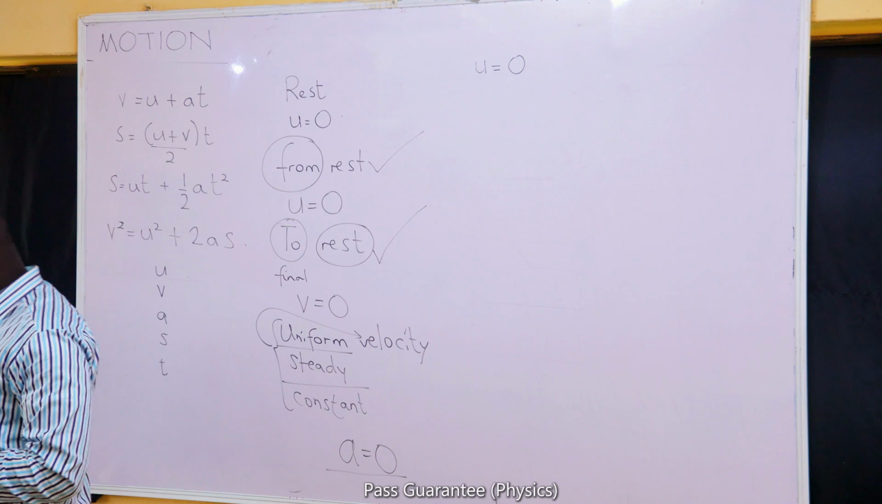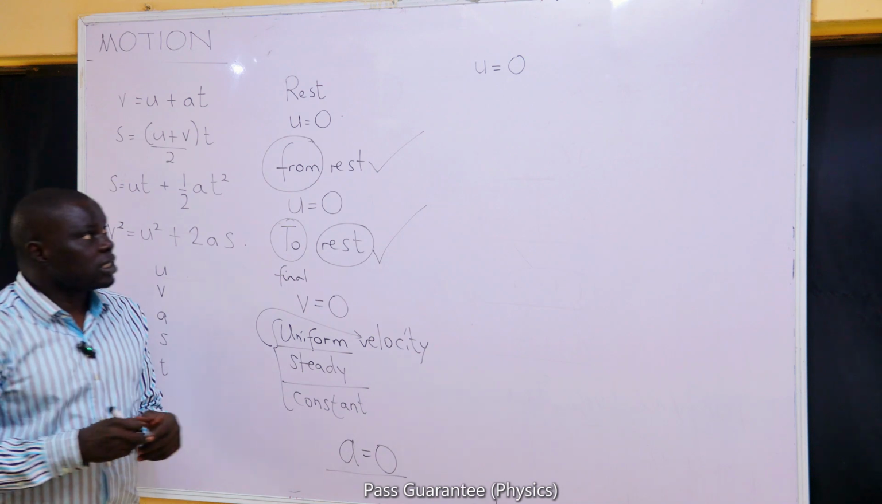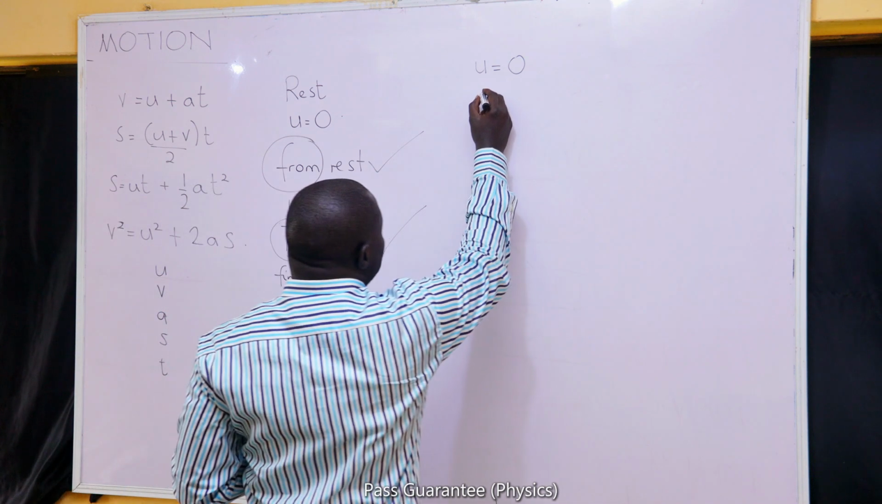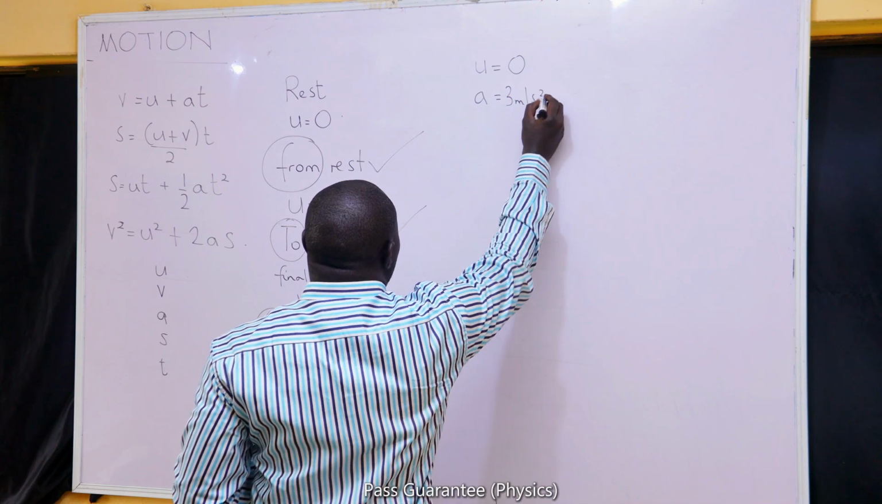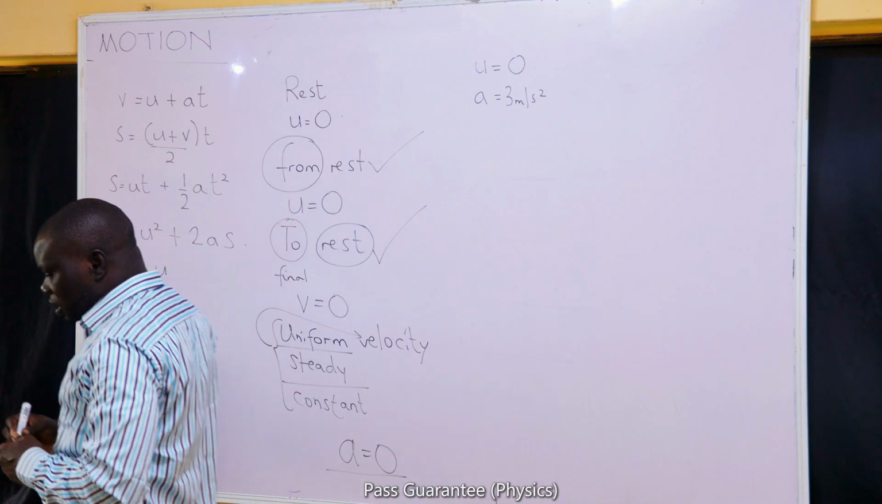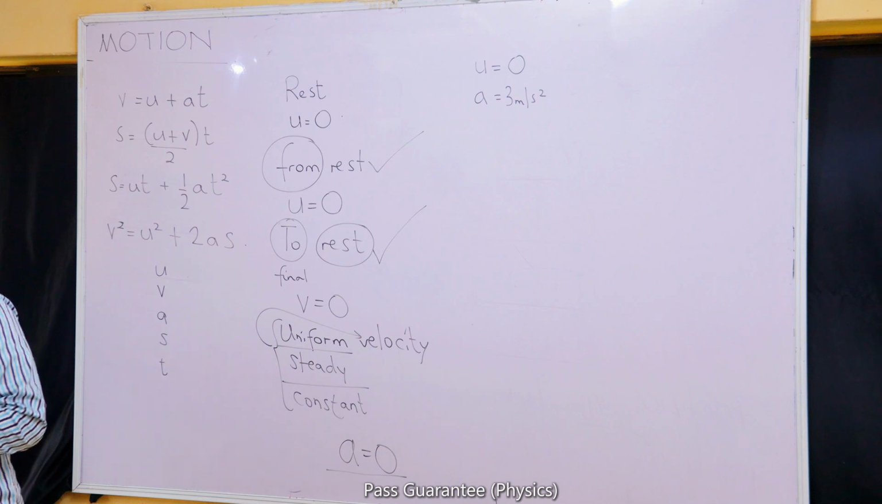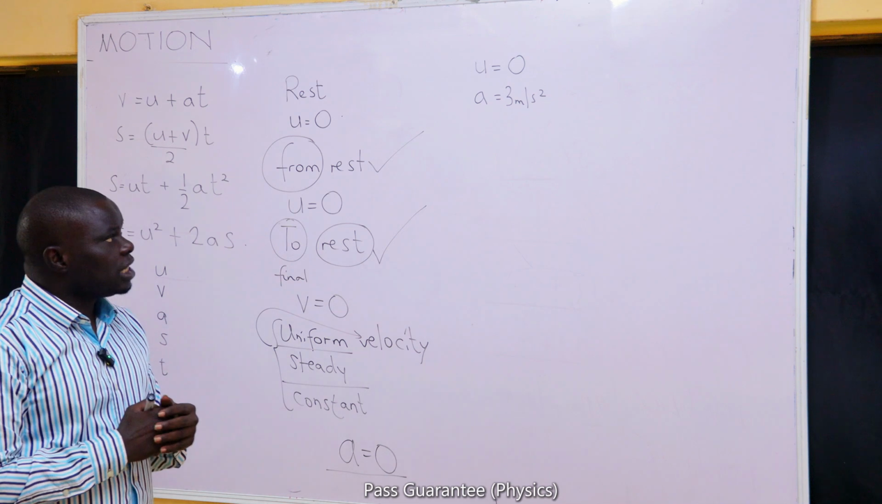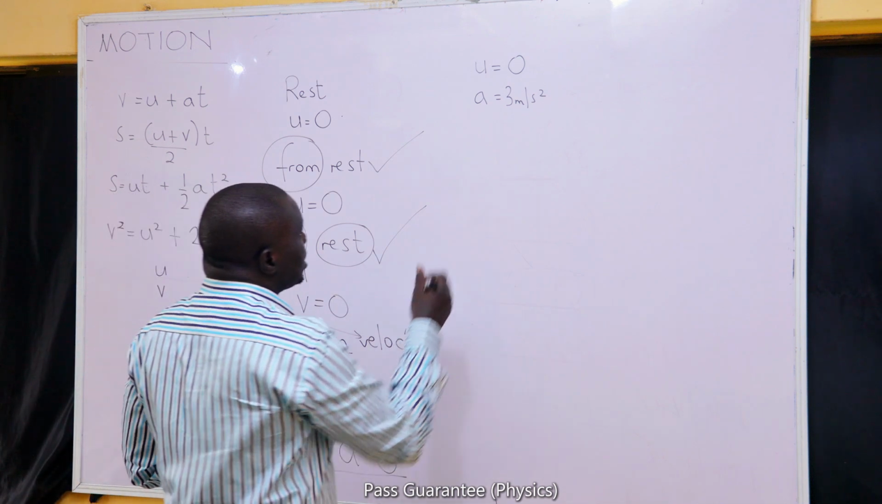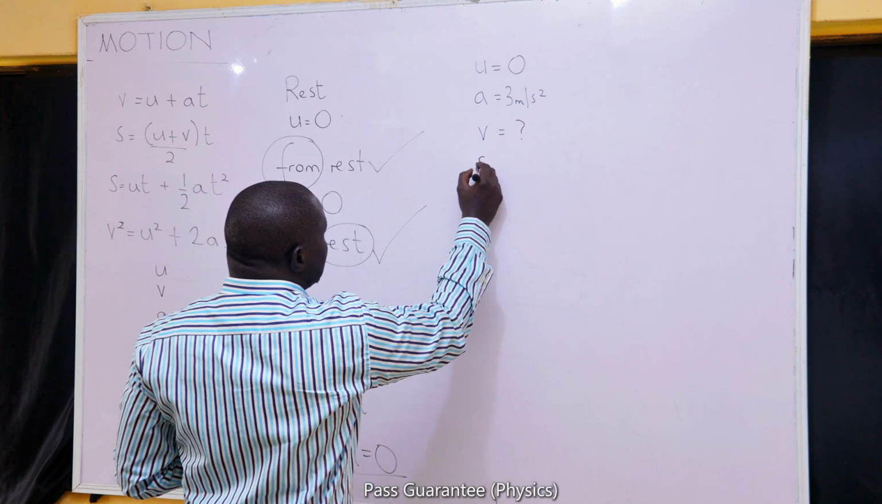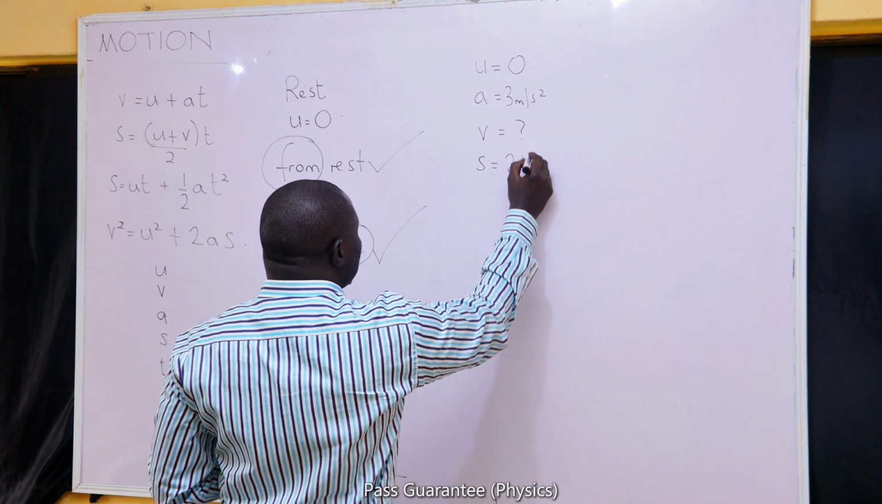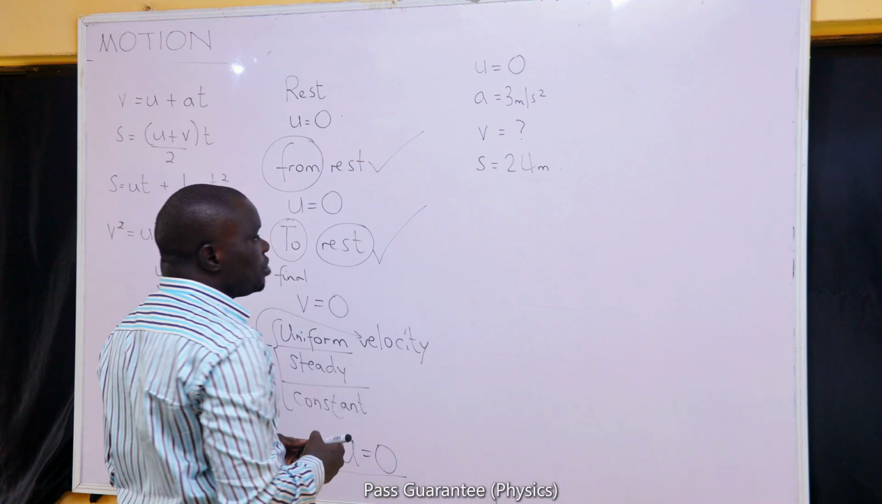We are also told that the acceleration is 3 meters per second squared. We'll write that down: 3 meters per second squared. We are asked to find the velocity after traveling a distance of 24 meters. I want to find the velocity after traveling a distance of 24 meters. That should be very easy.